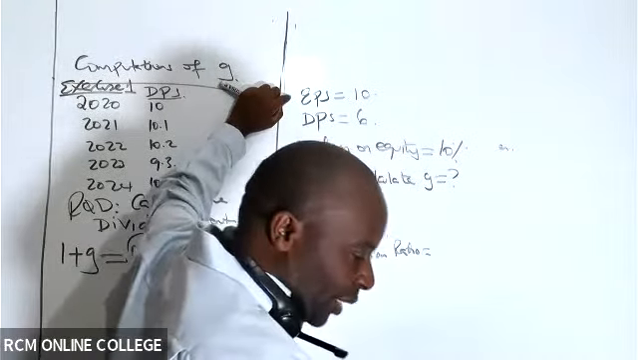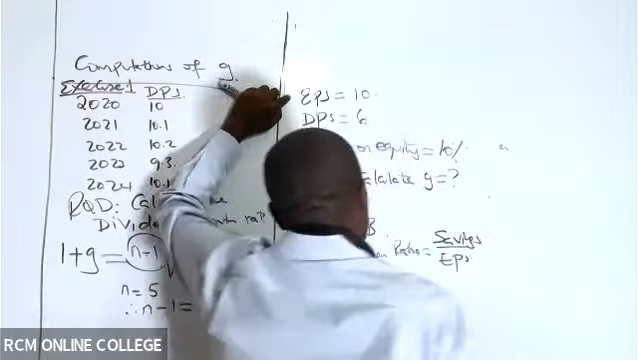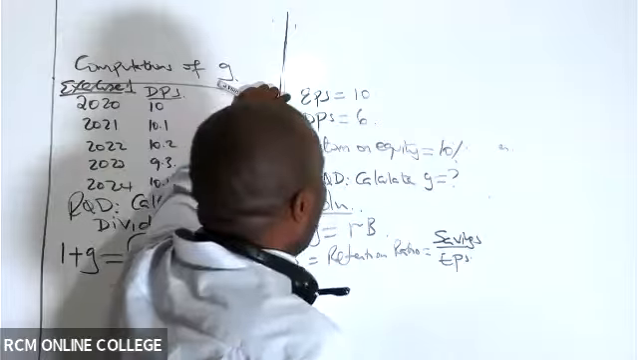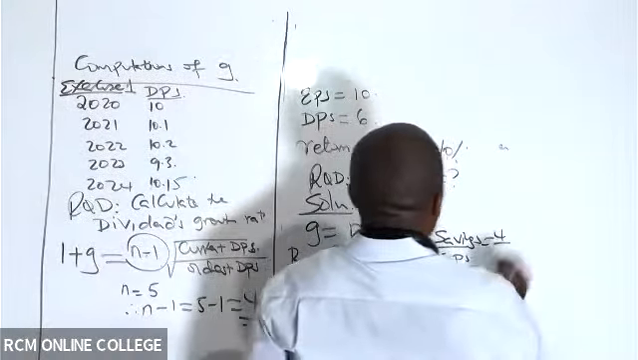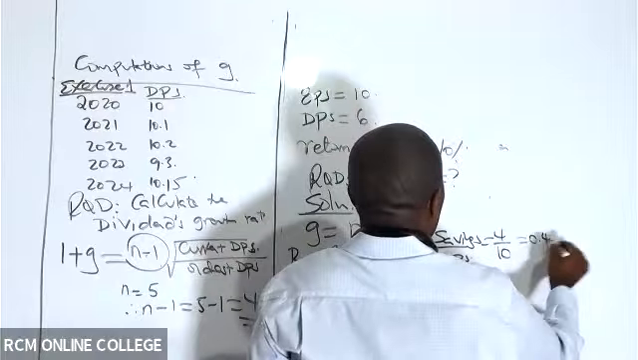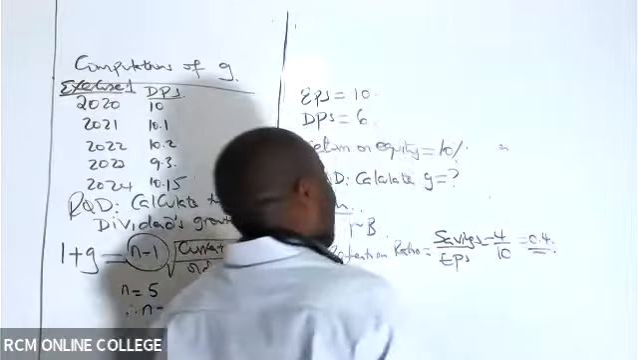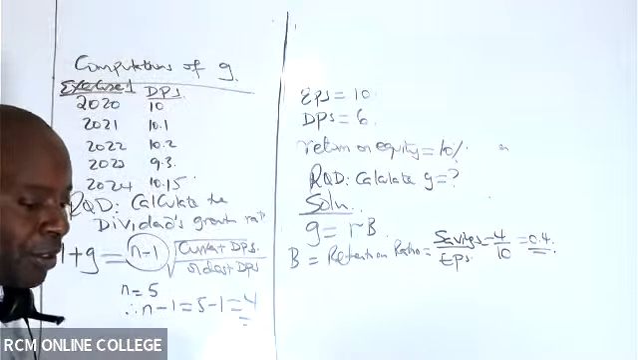So we have savings over the total earnings as the retention ratio. The savings we have is 4, EPS we have 10. So this will give us 0.4 or 40%. Serious organization, very aggressive organization.